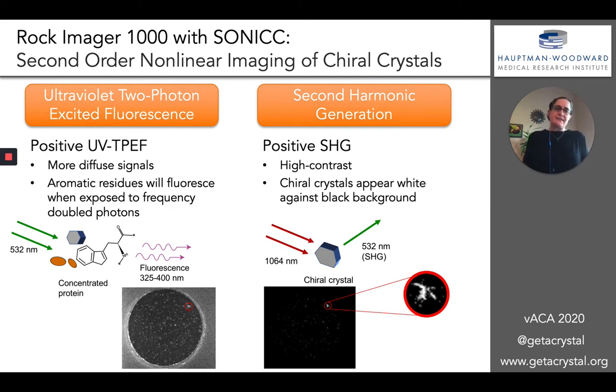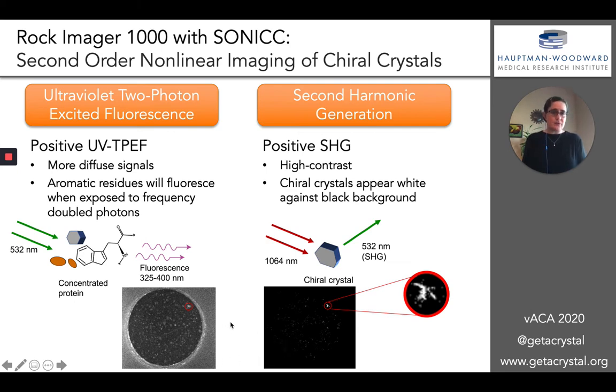And then second harmonic generation, or SHG, is a way to identify chiral crystals. Most crystal forms will generate a signal here. And so you can use the combination of these 2 techniques to very quickly identify crystals, and that those crystals actually contain protein. It's a way for us to distinguish between salt crystals and protein crystals, as well as to identify when proteins are just concentrated but not crystalline, and when they actually are crystalline.